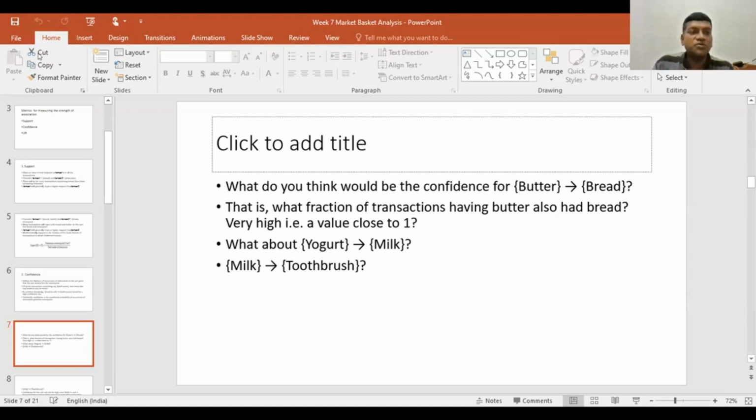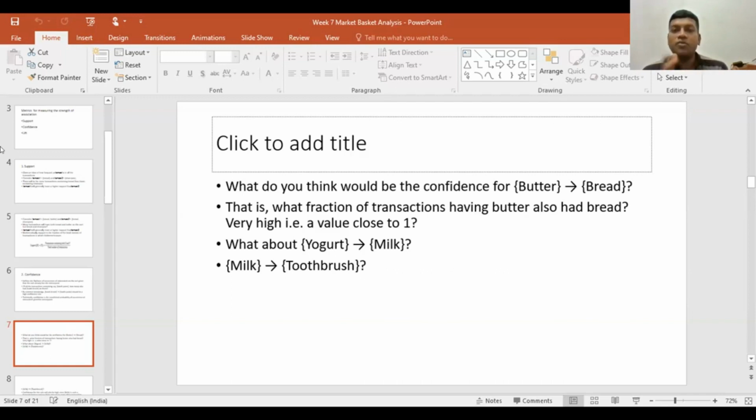Can I get a response? What do you think would be the confidence for yogurt and milk? Maybe low, because if you have yogurt, you may not want milk, and vice versa. Well, they are sort of substitutes in a way, though not exactly, but somewhat. Okay, it will be very low.